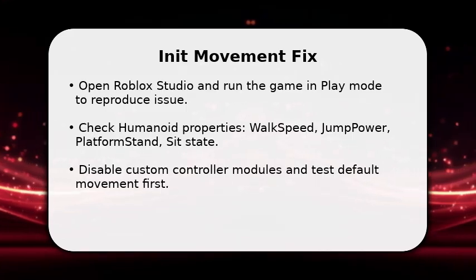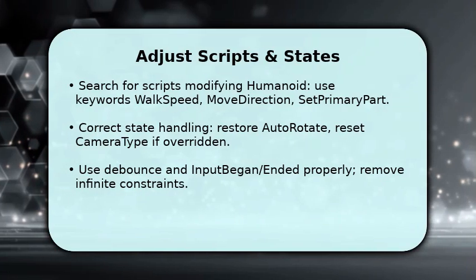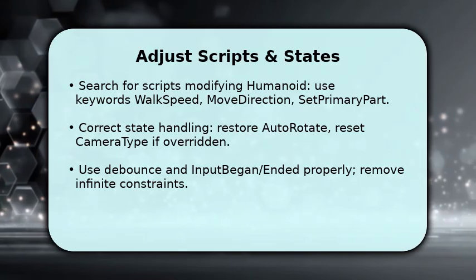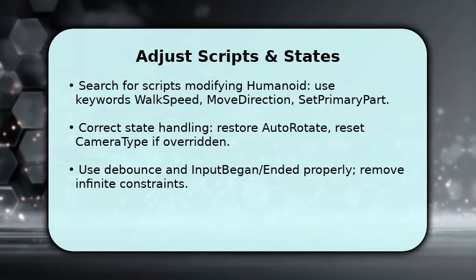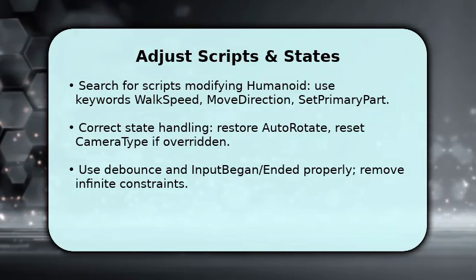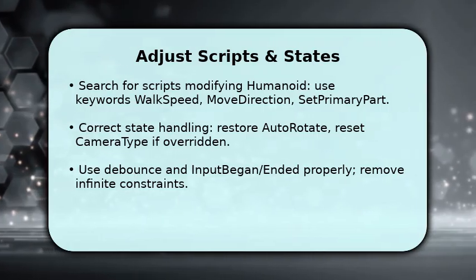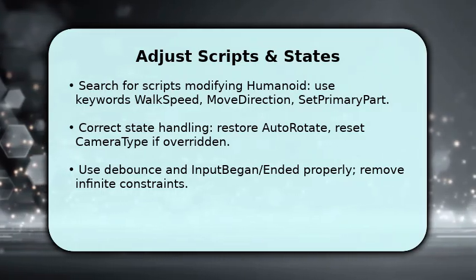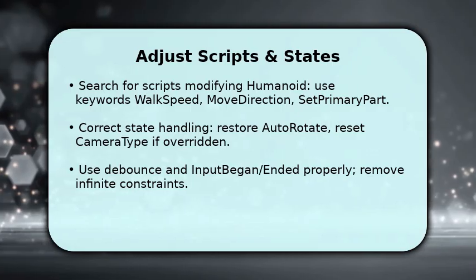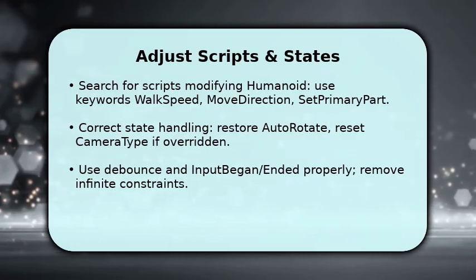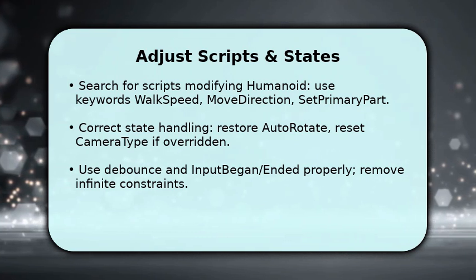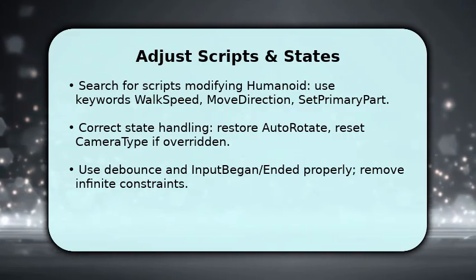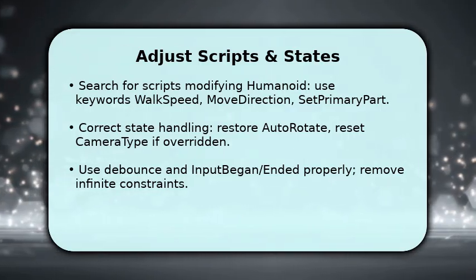Now you focus on scripts that alter movement. You'll scan for walk speed assignments, move direction overrides, or direct C-frame manipulation, and replace destructive patterns with humanoid move or move direction updates. Make sure state changes use humanoid change state correctly and re-enable auto-rotate and default camera type when appropriate. Also convert risky event handling into debounced input began/input ended logic to avoid stuck inputs. Once these changes are implemented, test movement transitions and animations to confirm smooth behavior across states.